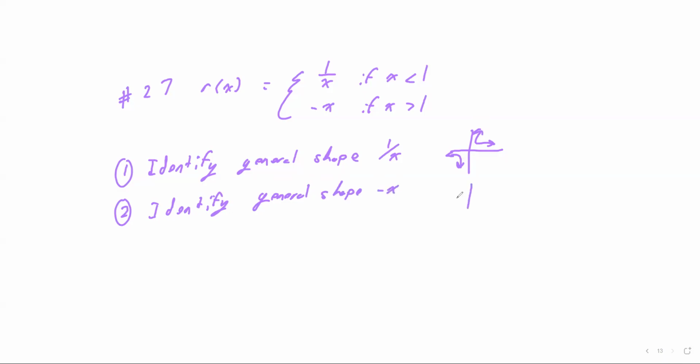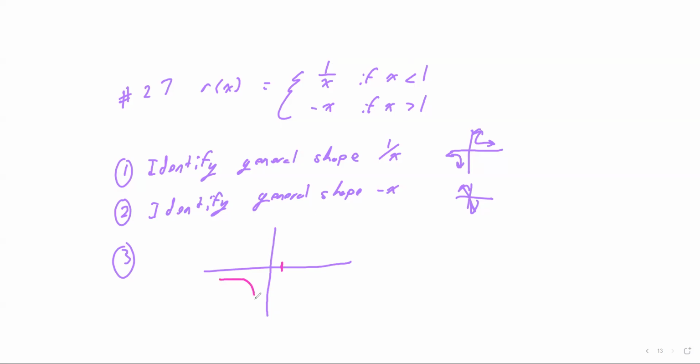And I know that that's going to look roughly like this. And then the third part is going to ask you to put it all together. So the best way to do that, what I teach students, is I'll say, go to your breaking number. So in this case, 1 is that breaking number, right? Graph everything to the left of 1 for 1 over x. So I know it looks roughly like this.